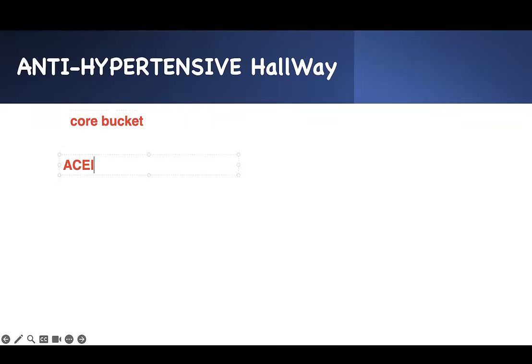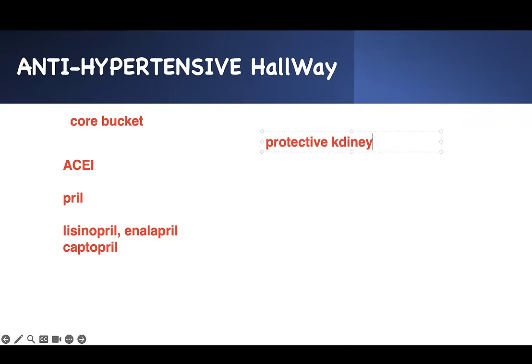ACE inhibitors, what did they end with? They end with pril. Example is lisinopril. Anything that ends with pril, that's the thing. Enalapril, right? Captopril. These are ACE inhibitors based on the last name. What do you need to know about them? Why do we love them? Because they protect your kidney. Like we said, kidney problem. They love your kidney. So if you have diabetes, we're going to give it to you. If you have MI, we're going to give it to you. And heart failure. That's a very, very important medication.